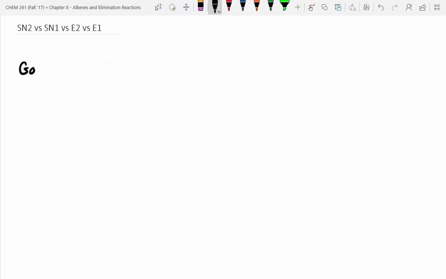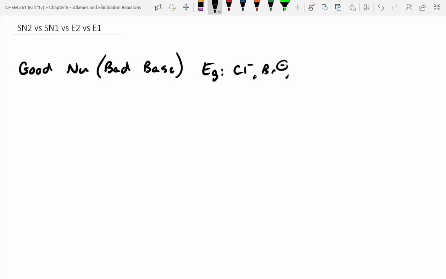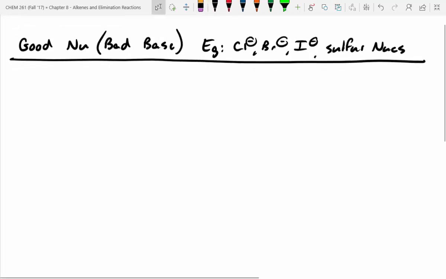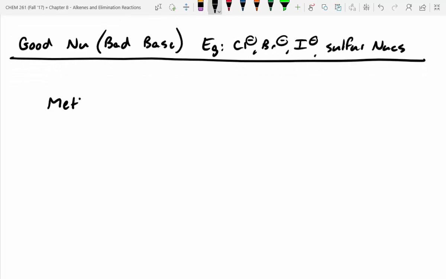So the first one we'll do is if you've got a good nucleophile, which is a bad base, that would be something like a halide, so chloride, bromide, iodide. What were some other ones that we saw that were good nucleophiles but bad bases? So halogens, and there was one other group, sulfur groups, right? So I'll call them sulfur nukes. Okay? So we've got one whole class of reactions that only reacts with good nucleophiles. And what I like to do is break this down for the substrate.